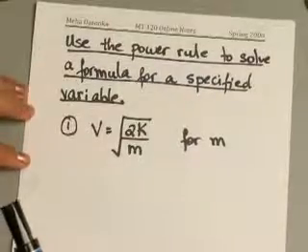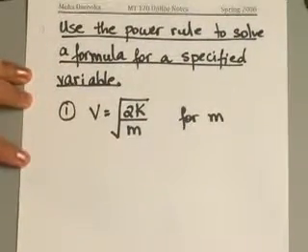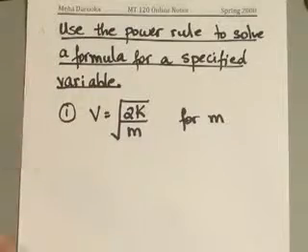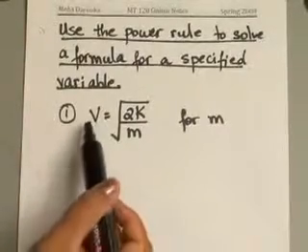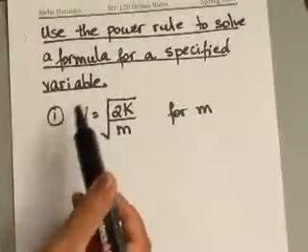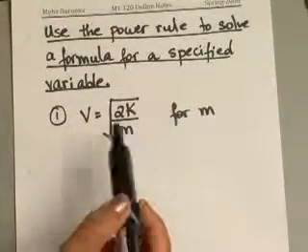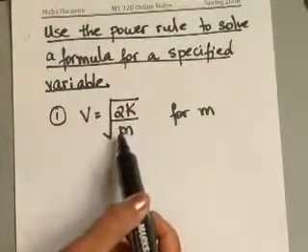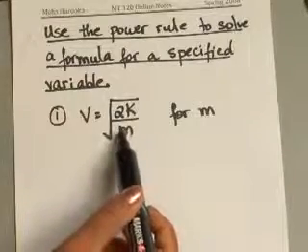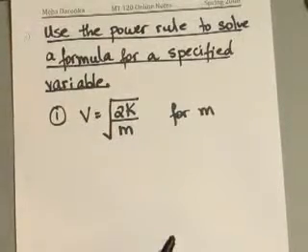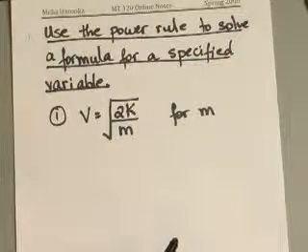Now for the last part of this section, I want to talk about how you can use the power rule to solve any formula that you have for a given specified variable. In this example, you can see that you have a radical term on the right hand side, and your formula is v equals square root of 2k over m, and we want to solve this equation for m, which means that you want to get m by itself and move everything else over to the other side.